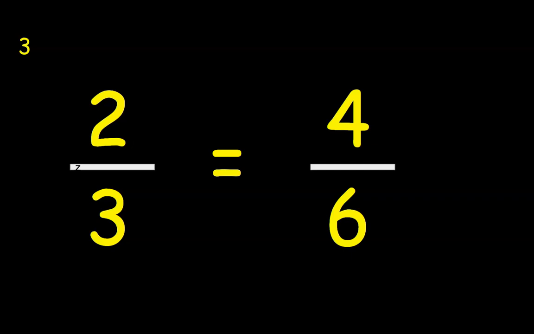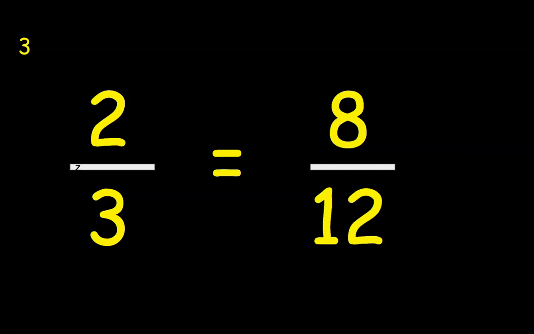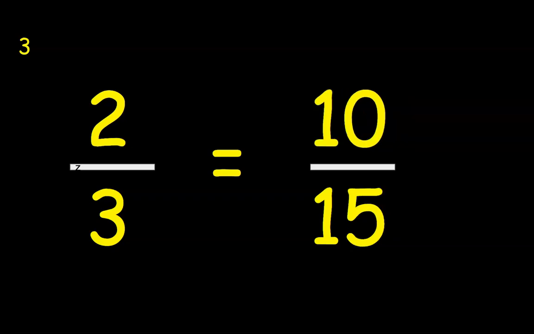Right. Multiplying by 2 halves, I get 4/6. Those 2 are equivalent. Multiplying by 3 at the top and 3 at the bottom, 3/3, I get 6/9. Multiplying by 4 at the top and 4 at the bottom, I get 8/12. Multiplying by 5/5, which is 1, 5 at the top, 5 at the bottom, I get 10/15. Multiplying by 6/6, I get 12/18.